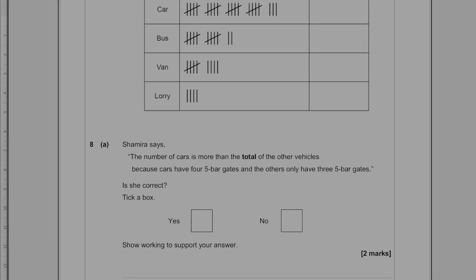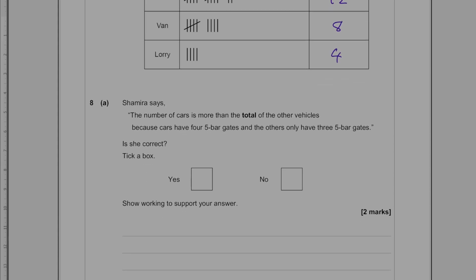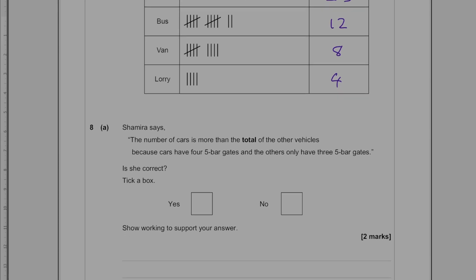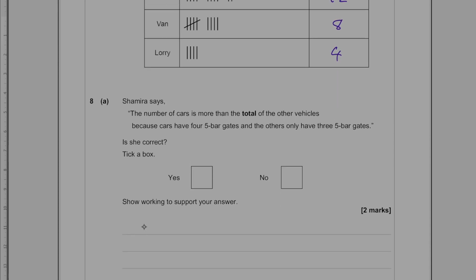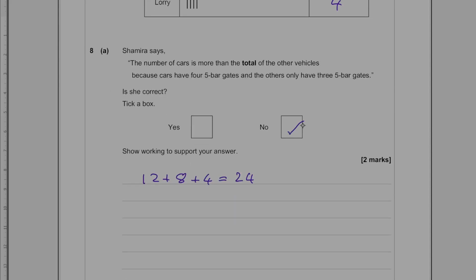Still working to support your answer. So let's just check. So 5, 10, 15, 20, 23. 5, 10, 12. 5, 6, 8. Lorry 4. So 12 plus 8 plus 4 is equal to 24. We've got 23 cars, so no, 24 is greater than 23.